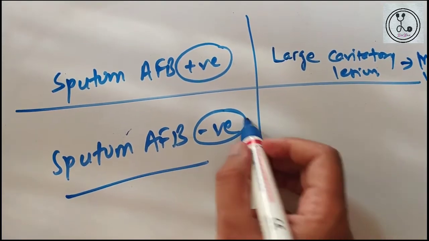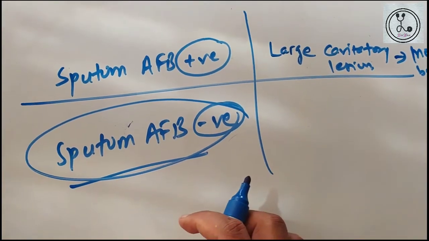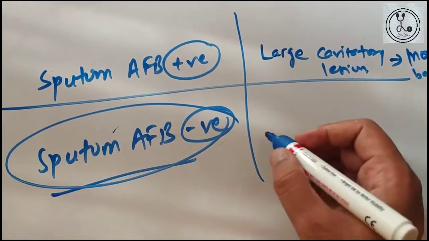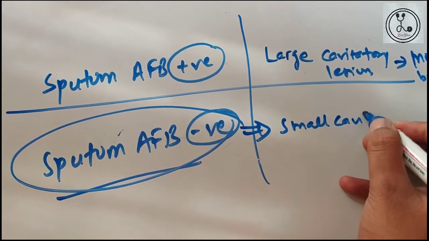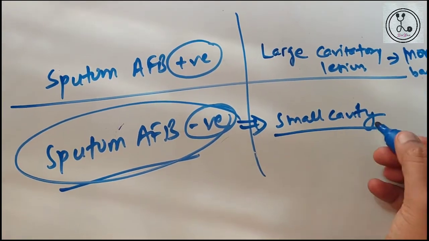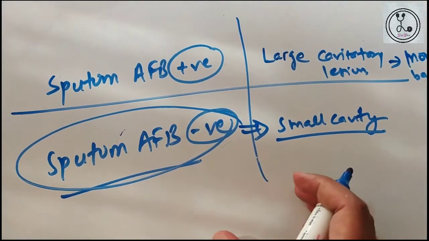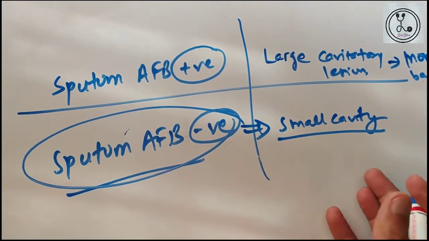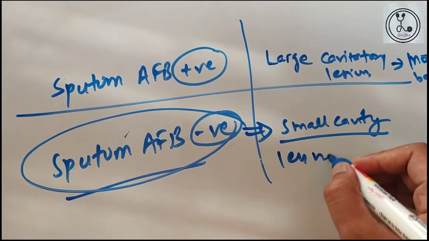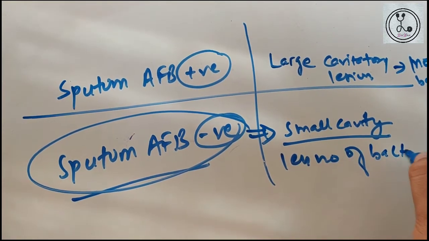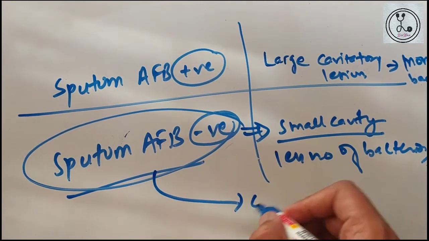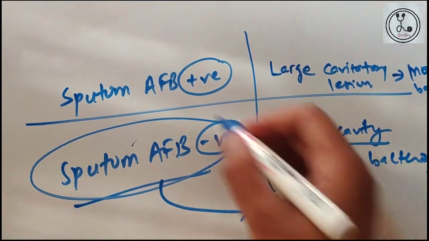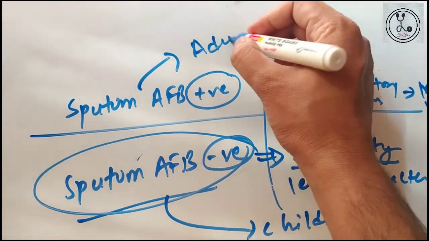If the sputum smear is negative, it doesn't exclude that the person has TB. It simply says that the person may have a small cavity, and at this time the airway is not connected to the lesion, and that is why there is a smaller number of bacteria. So this type of condition will be seen in children, and the other type of condition will be seen in adults.